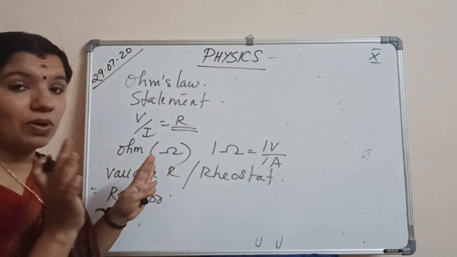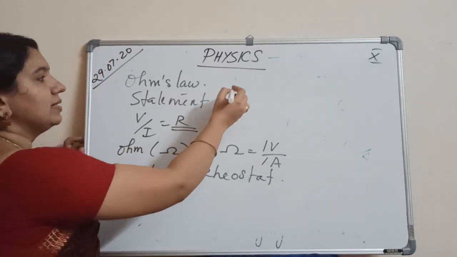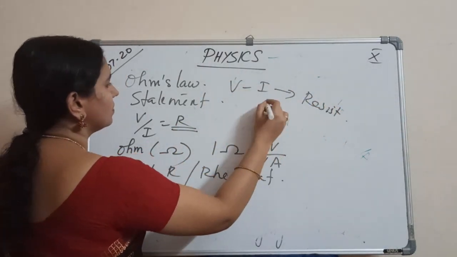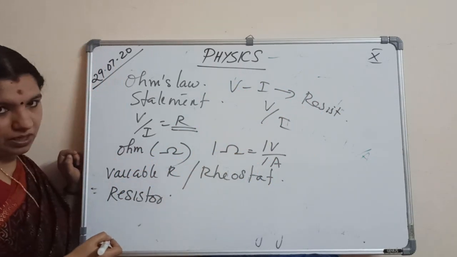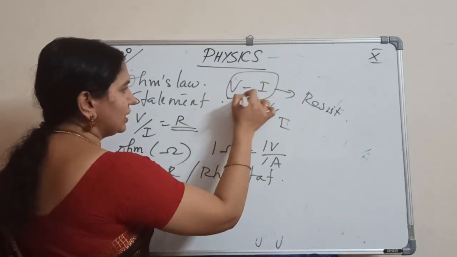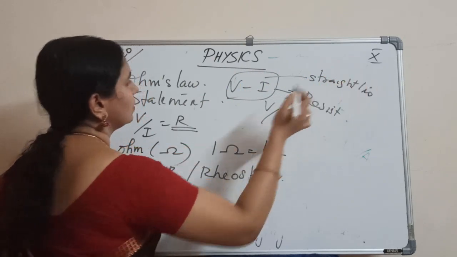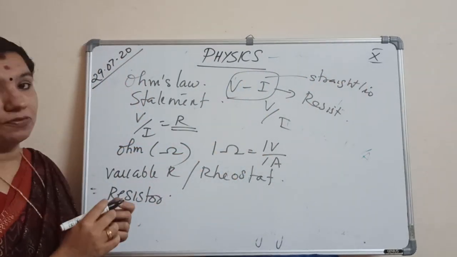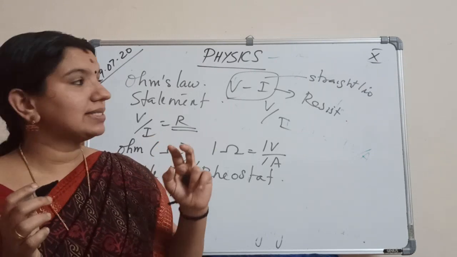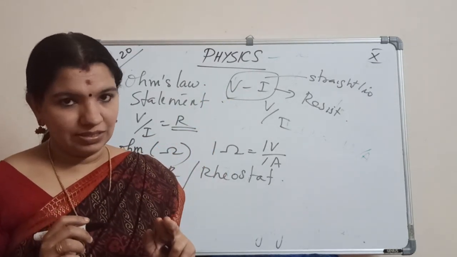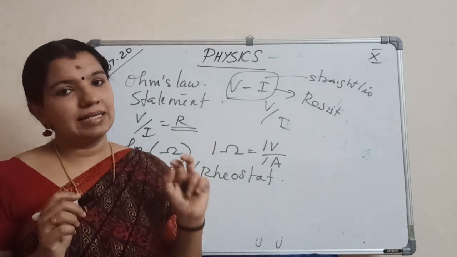Then we studied the VI graph. The VI graph gives you the resistance by taking V by I from the graph, and the shape of the graph is always a straight line, which indicates that V is proportional to I and V by I is a constant. The constant is called the resistance.